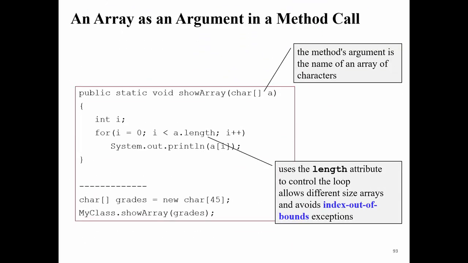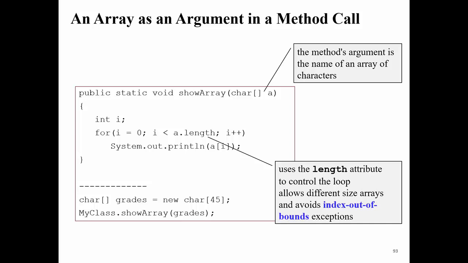Okay, so the array as an argument. You can send an array as an argument to the method. As you can see here, we have show array, and the input argument is car, and we provide the square brackets. So car with square brackets is different from car. Car with square brackets is an array of car, and inside this, you see in the lines, we define a car, grades, 45 elements, and then we send them to my class.show array.